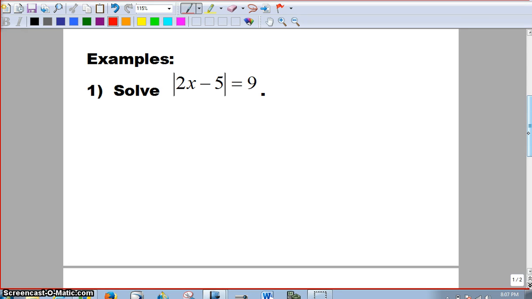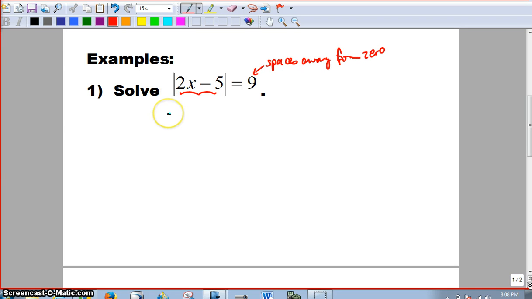This is the first example. The absolute value of 2x minus 5 is equal to 9. So we know that this number right here inside the absolute value sign has to be 9 spaces away from 0, because if the absolute value of something is 9, this 9 represents, remember, how many spaces away from 0. So what two numbers are 9 spaces away from 0? Well, think about it. On the number line, 9 is 9 spaces away from 0, and negative 9 is also 9 spaces away from 0.